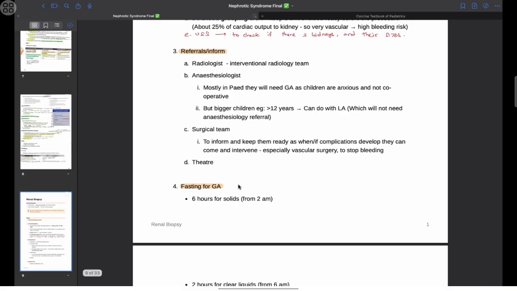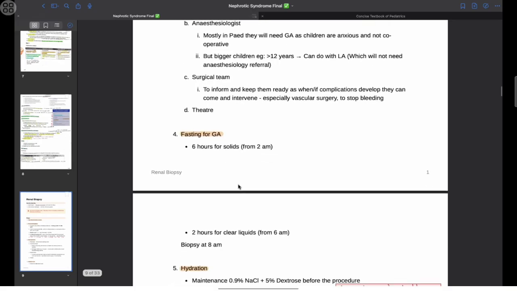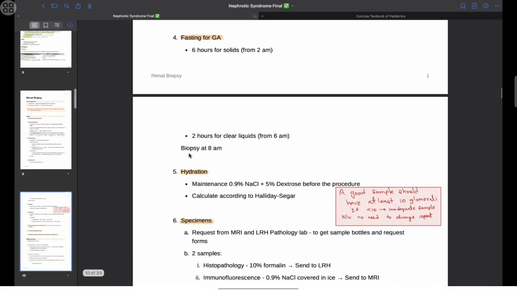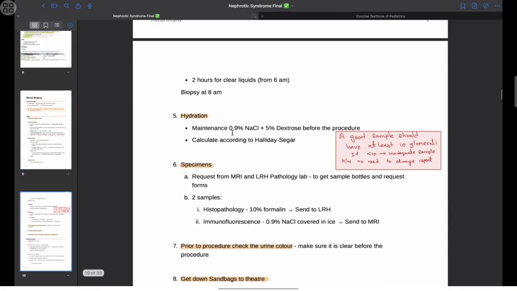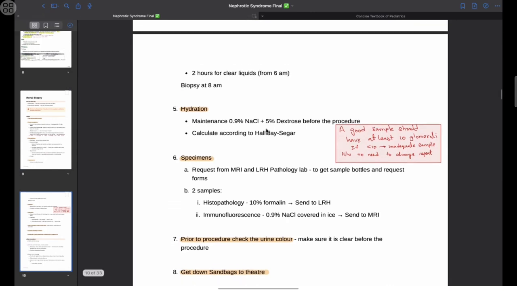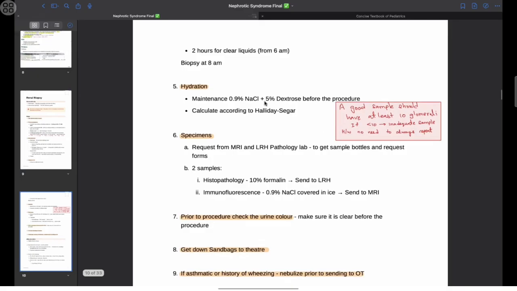So you have to keep the patient fasting for general anesthesia, so 6 hours for solids and 2 hours for clear liquids. And the biopsy is usually performed in the morning at 8 a.m. Then make sure to hydrate the child, because the child is fasting. So maintenance, you give the maintenance dose of 0.9% sodium chloride and 5% dextrose. Calculate the quantity. Then the specimens.